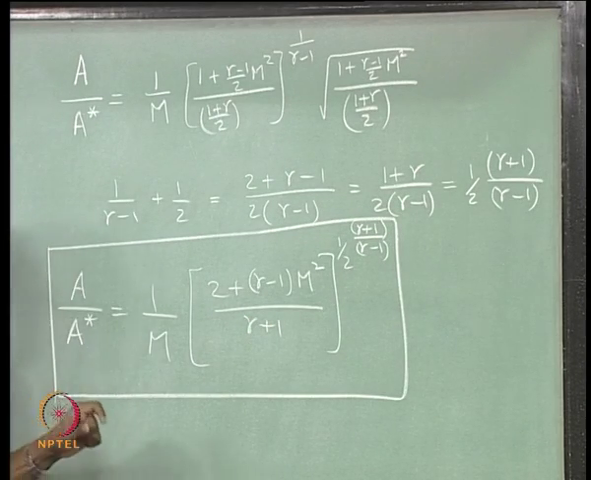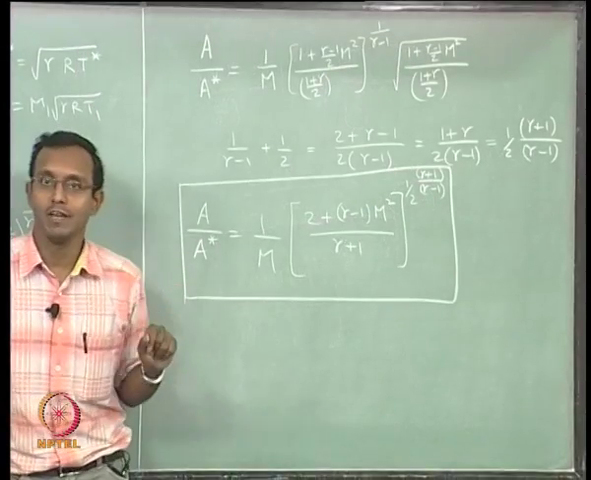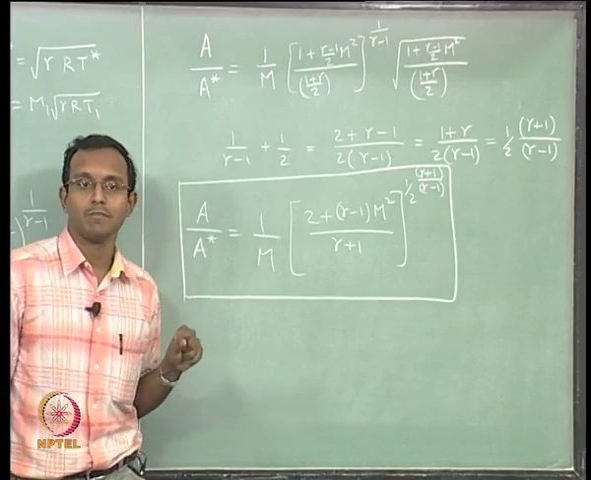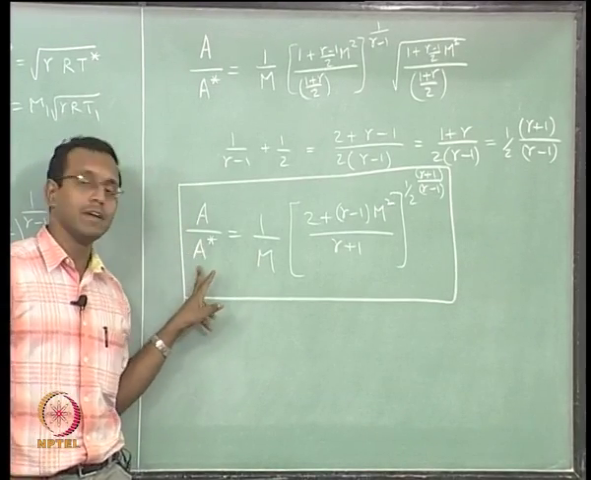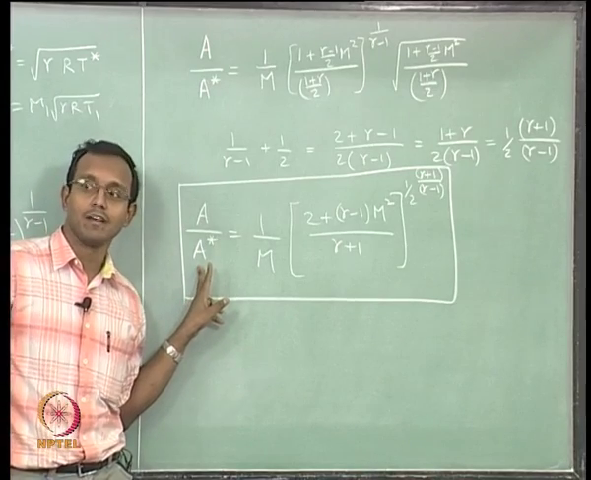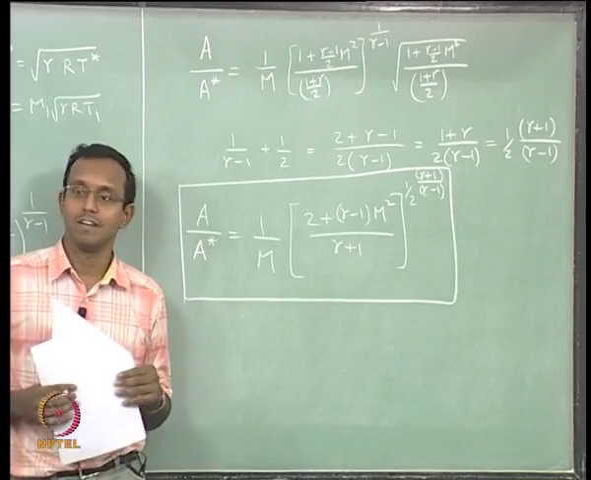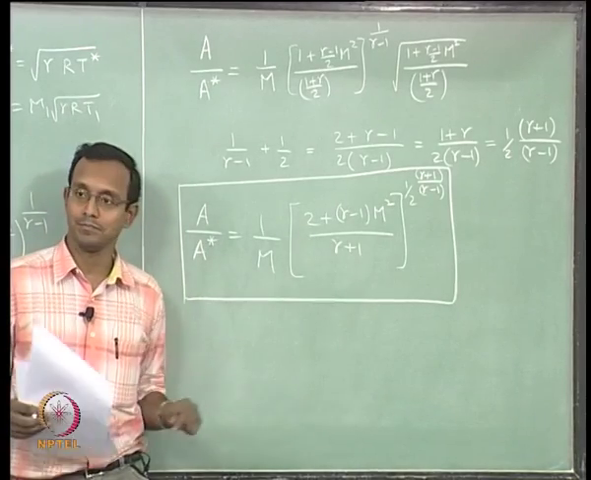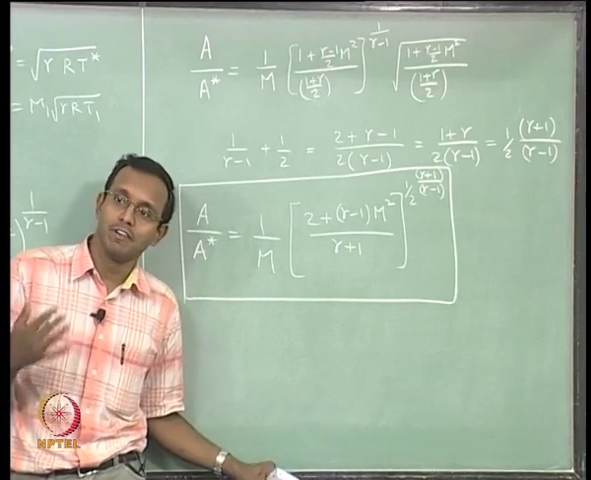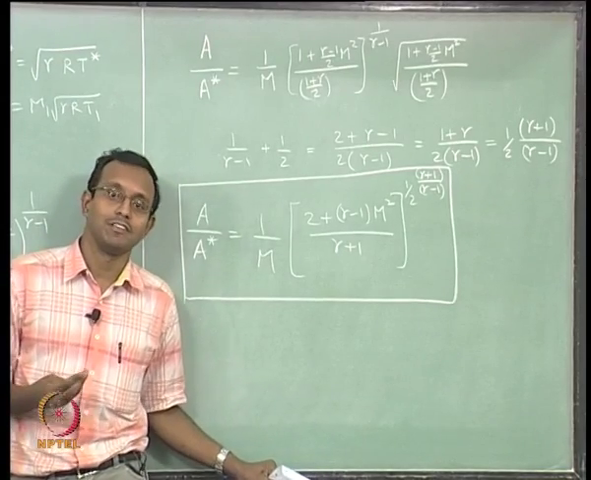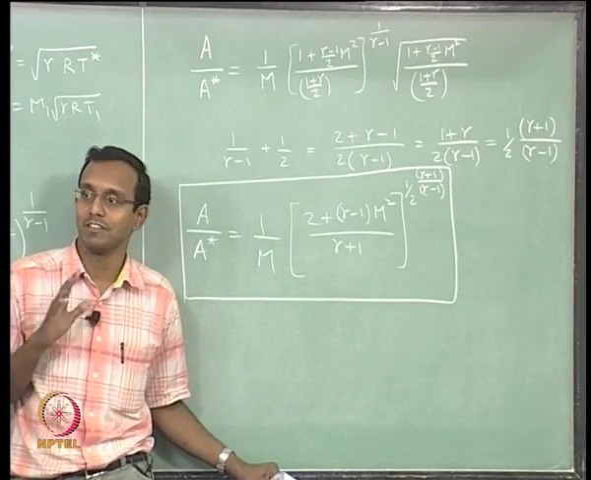This is the expression in terms of Mach number for A by A star. That is, I am talking about the area at the current Mach number divided by the Mach 1 area, given by this relation, and it is just a function of Mach number and gamma. So basically every variable is in some way related to Mach number and gamma, nothing else. We have expressions for everything like this.